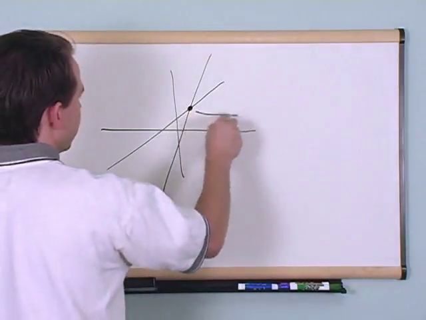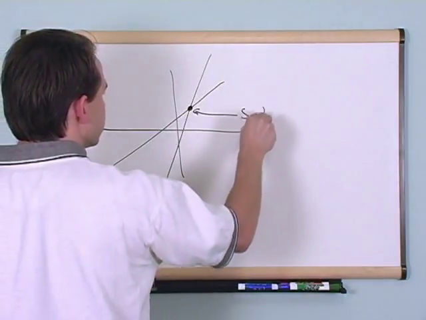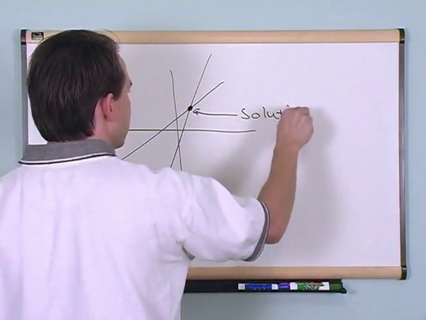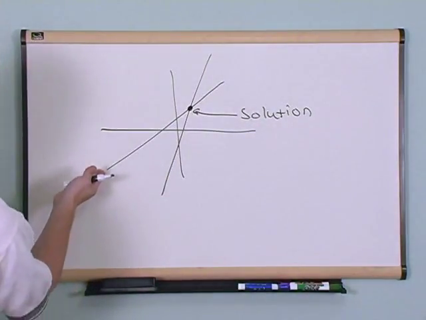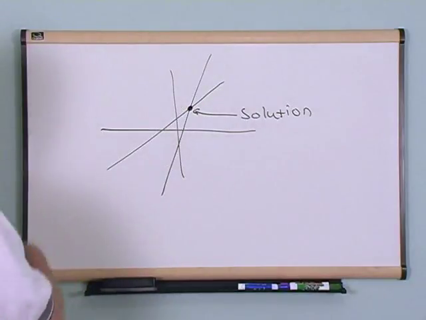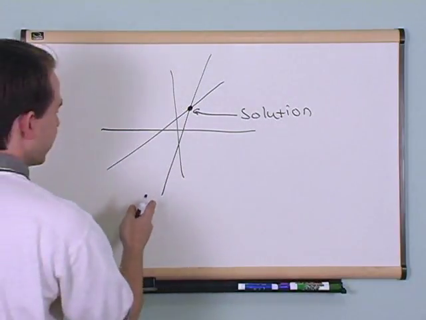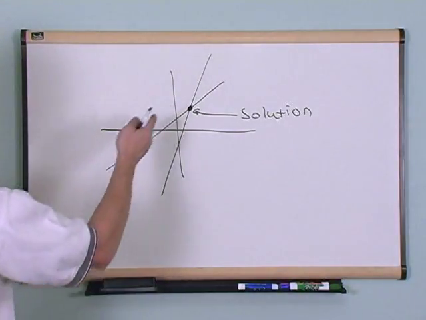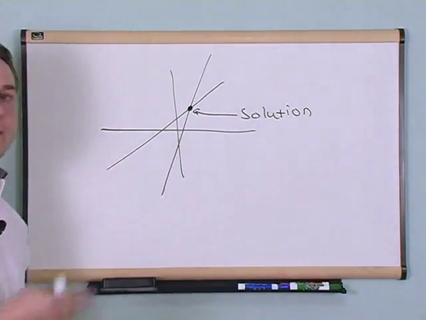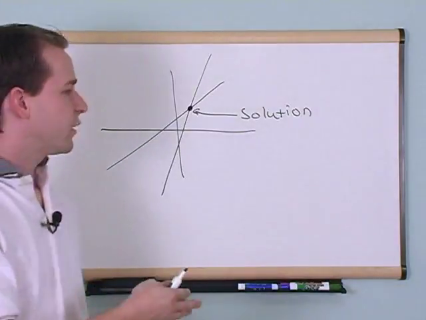This point is called the solution of the system of equations governed by these two lines. So I can write an equation of a line down for this line, because we've been doing that for the last several lessons, and I can also write another equation that governs this line, and where the two of them are both true at the same time, that's called the solution.